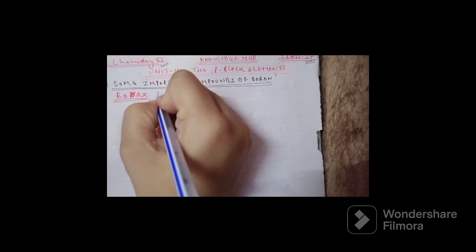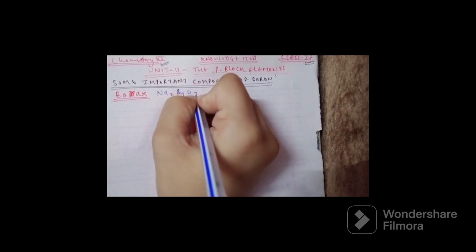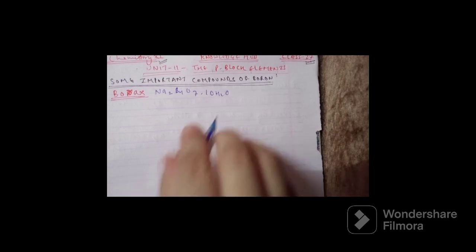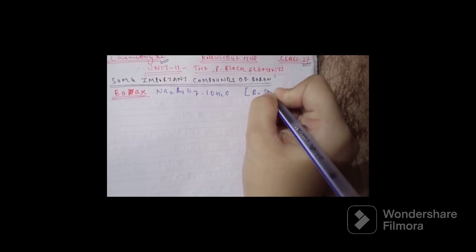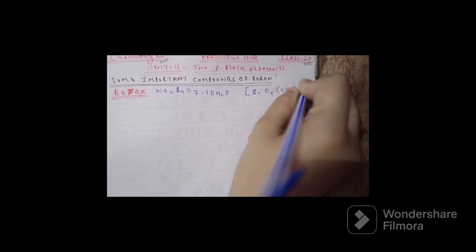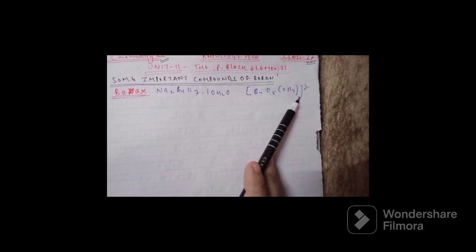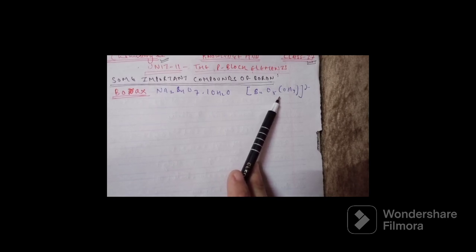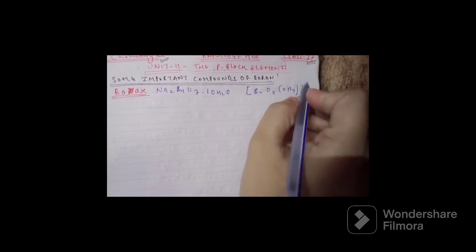Borax is an important compound of boron, and it is a white crystalline solid with the formula Na2B4O7.10H2O. This is the formula of borax. In fact, it contains the tetranuclear unit [B4O5(OH)4]2-, that is what we have to discuss here.